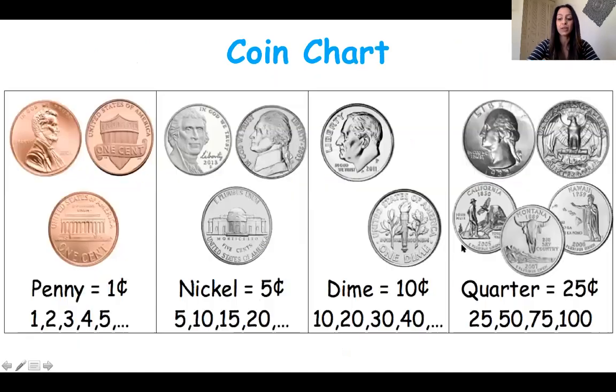Lastly, I'm going to leave you with a chart that shows all of the coins that we've learned so far: pennies, nickels, dimes, and quarters. It tells you how much they're worth: 1 cent, 5 cents, 10 cents, 25 cents. And it also shows you how to count by ones, how to count by 5s, how to count by 10s, and how to count by 25s.